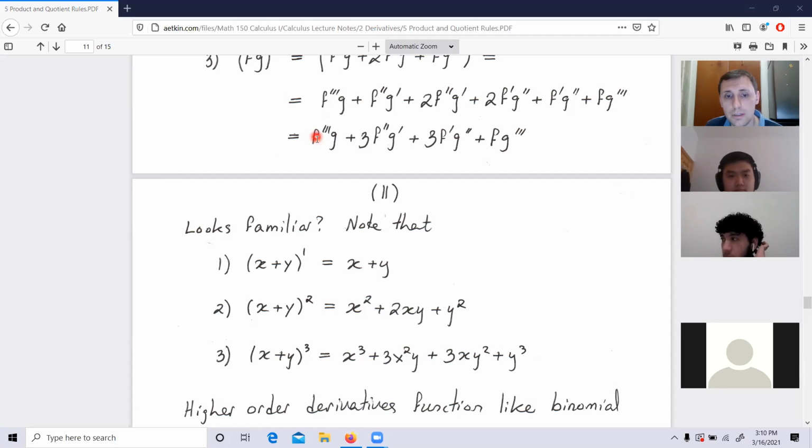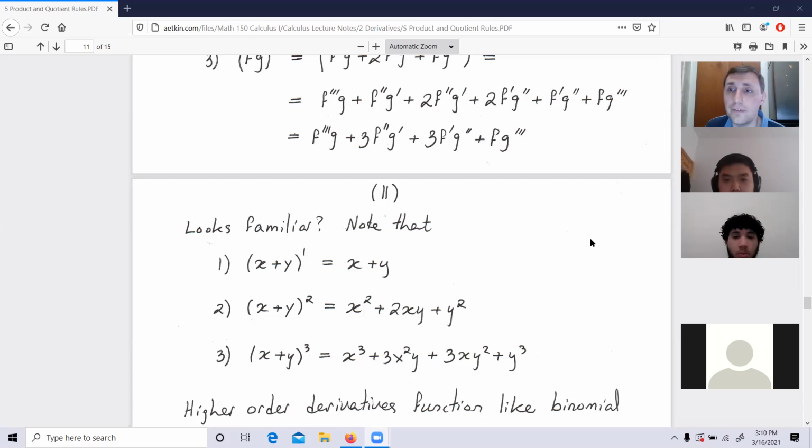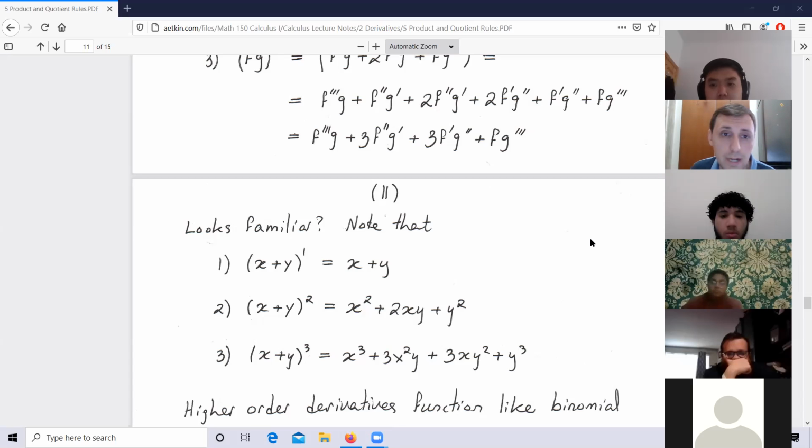Look at the similarities. Look here and look here. You see double prime on f, 1 prime on g, right? Here we have 3xy squared, and here we have y cubed. So higher order derivatives are very similar, analogous to the binomial expansion. Exactly, right? So there is a parallel to binomial expansion here. Very useful idea. If you want to take multiple derivatives rapidly, guys, it's very useful to know binomial expansion.